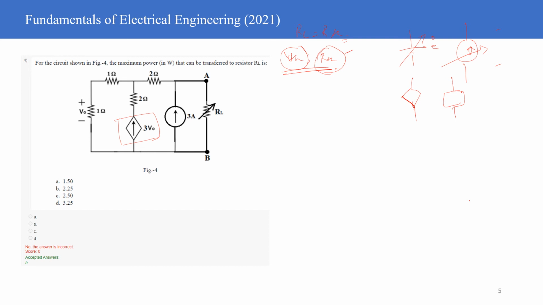Any of you can tell me, which is the independent source here? 3 ampere, correct? So this is the independent current source. And what is the dependent source? Yes, 3V naught. So this is the dependent current source, a voltage dependent current source, and this is the independent current source. So what you need to do is open circuit this particular element. When you open circuit this particular element, what does it become?